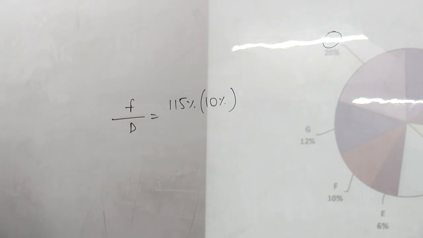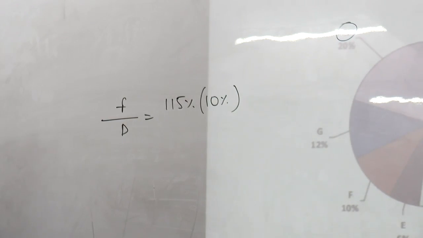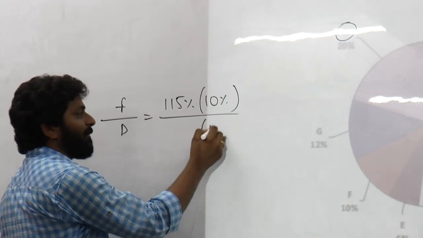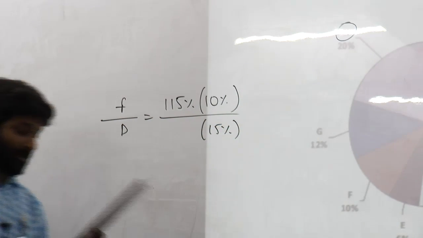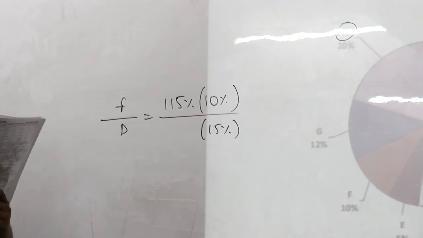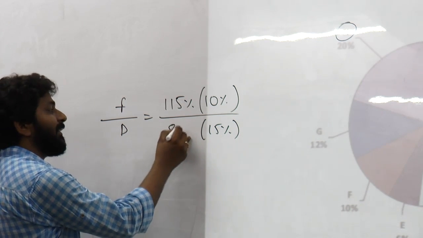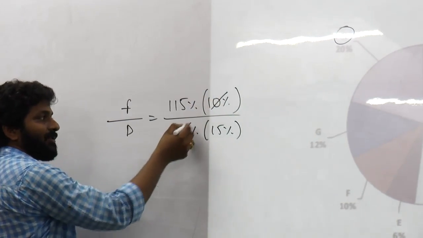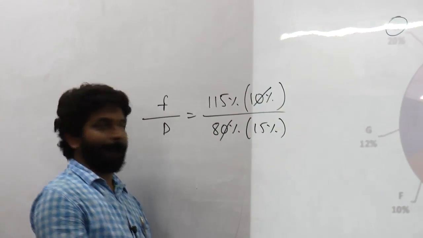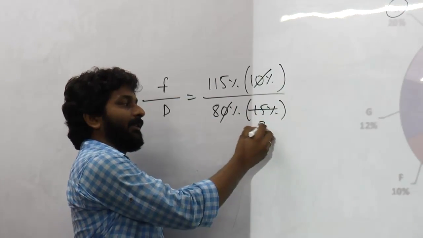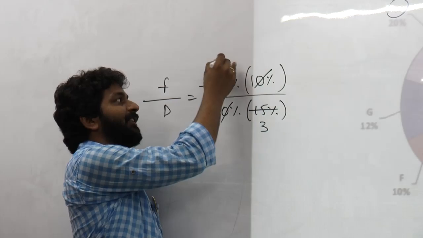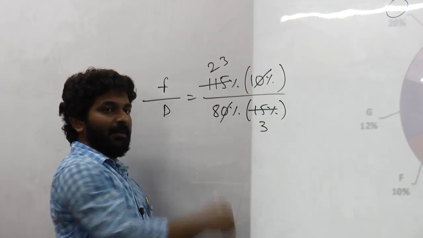Don't want to calculate it. Let it be like that. And store D occupies how much percent here? 15%. And from 2005 to 2006, it decreases by 20%, so it becomes 80%. 0, 0 cancel. 5, 3 times. 5, 23 times. 23 by 24.